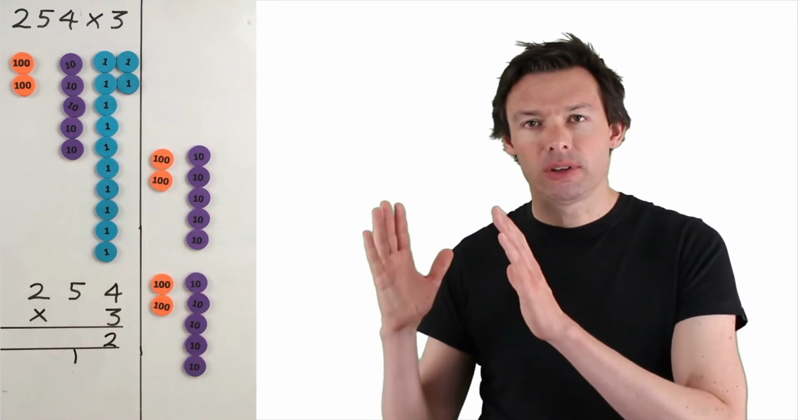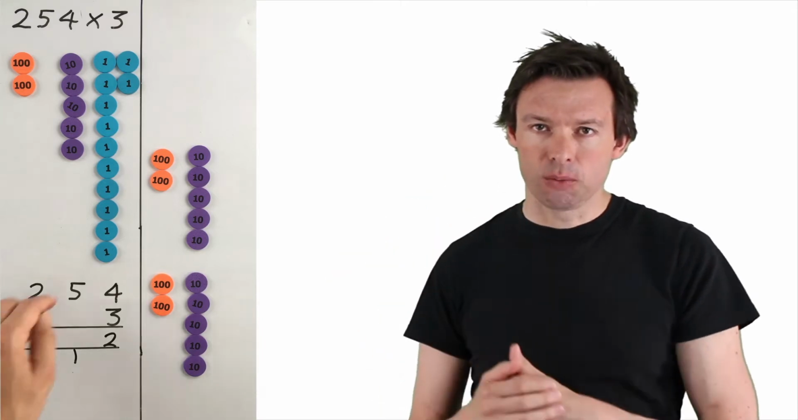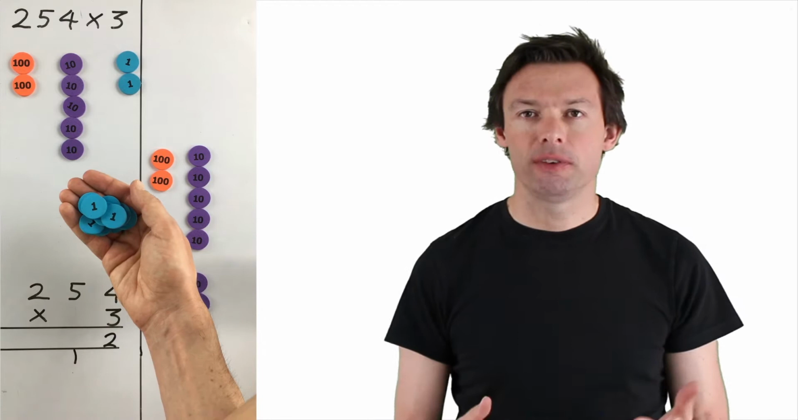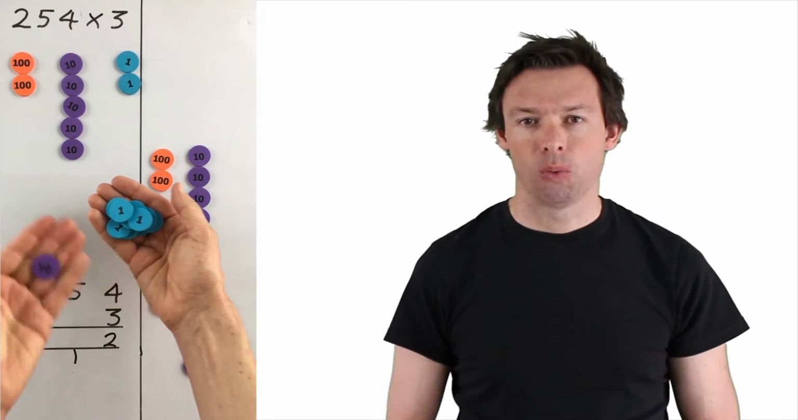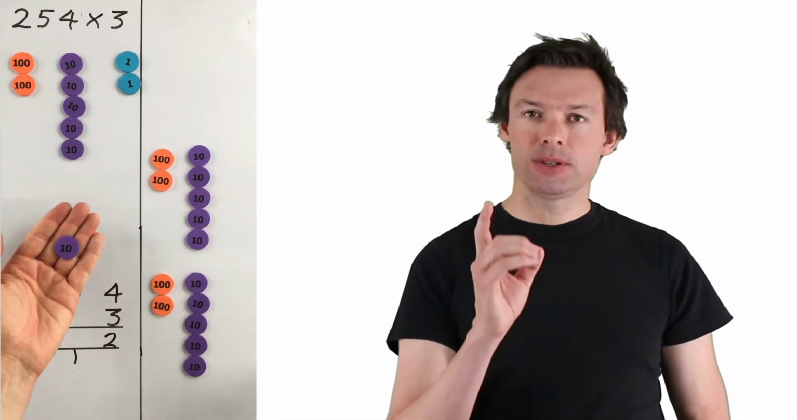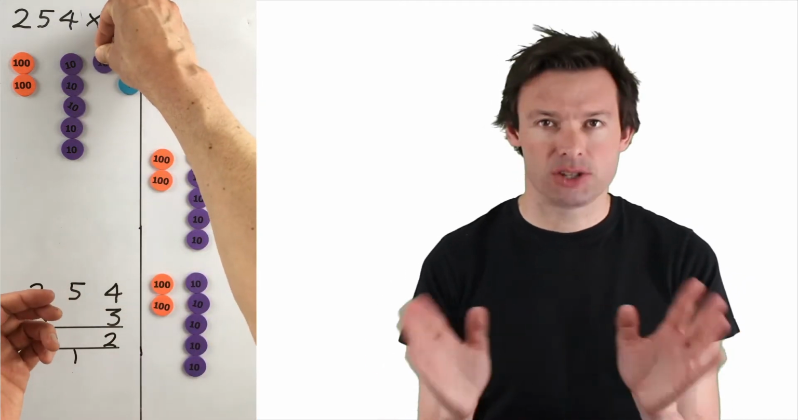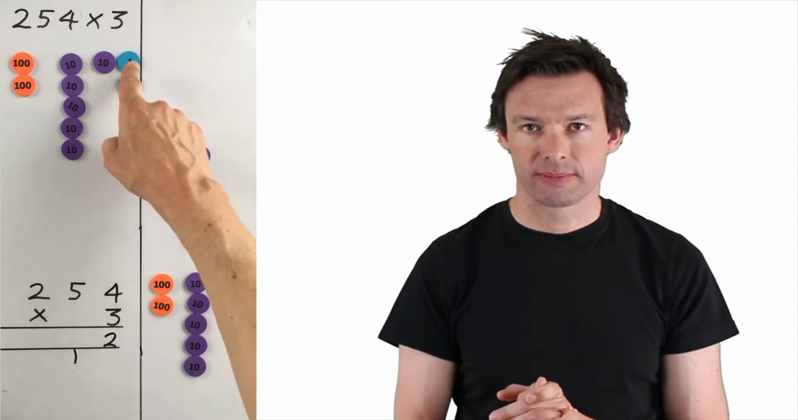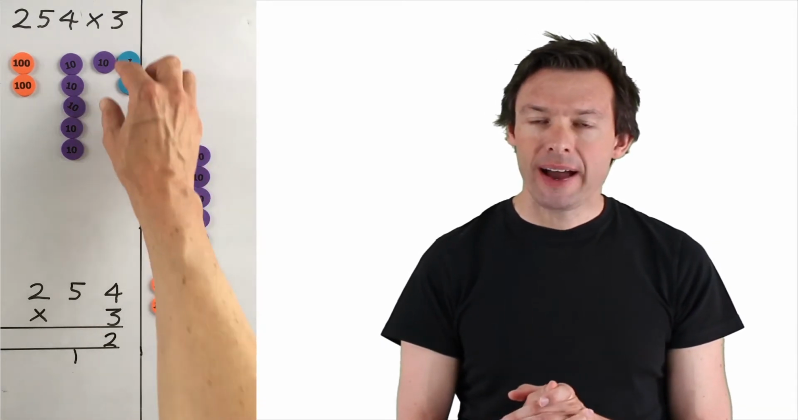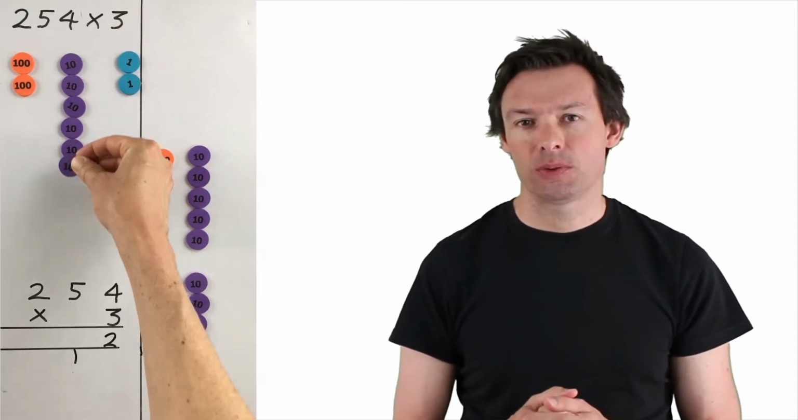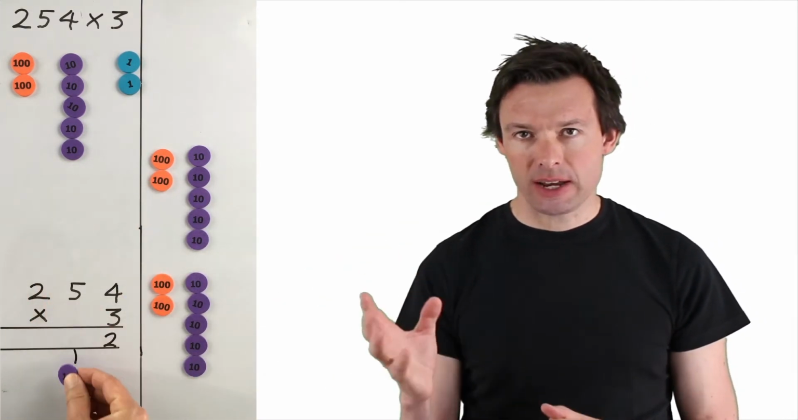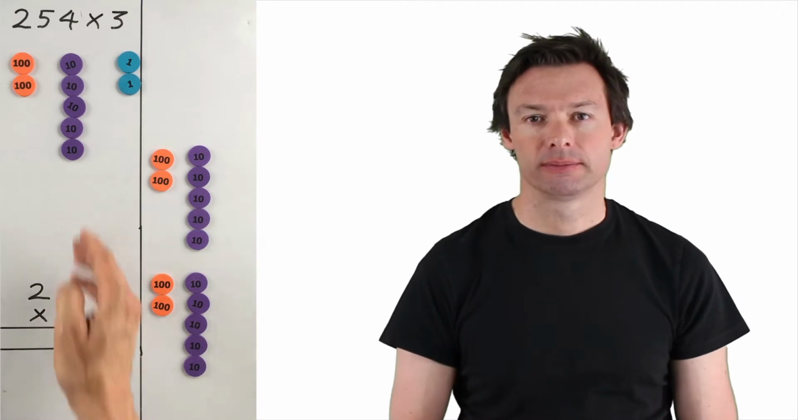You can't have more than 9 of the discs in one column, so now we need to exchange 10 of those for an equivalent amount, which is one of those 10s. It's important to show your child here that the value hasn't changed. It's still the same number that it was before, it just looks different. What we've actually done is taken that 10, which was made up with 12, and put it in the tens column. But we put it underneath, so there's space to write it down.